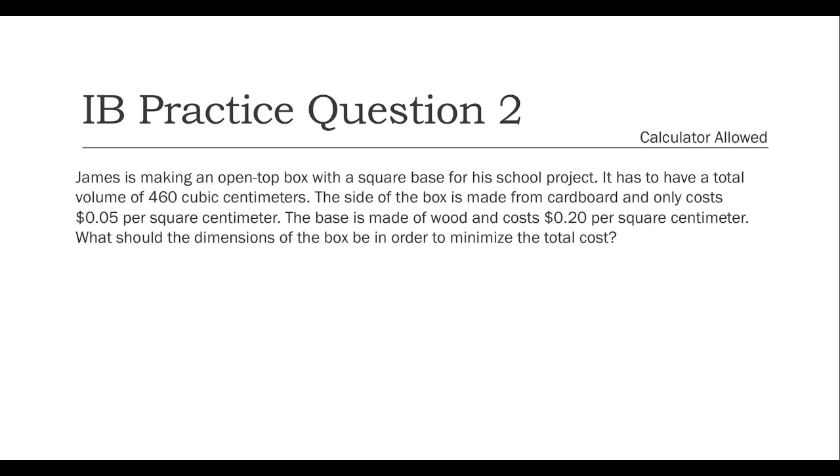So now we have our second IB practice question. It says James is making an open top box with a square base for his school project. It has to have a total volume of 460 cubic centimeters. The side of the box is made from cardboard and only costs 5 cents per square centimeter. The base is made of wood and costs 20 cents per square centimeter. What should the dimensions of the box be in order to minimize the total cost?